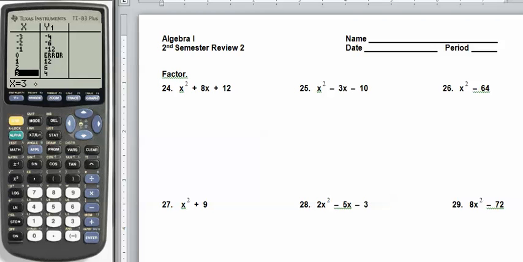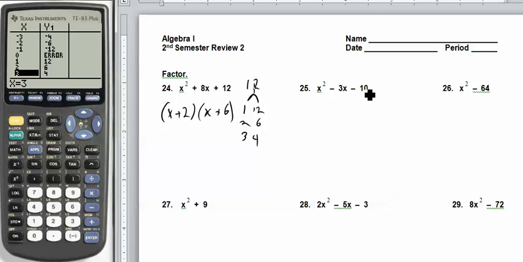So 2 plus 6 would be 8. So if we were doing this by hand, we do factors of 12: 1, 12, 2, 6, 3, 4 that add up to 8. And then those would be what would go in our terms with our x. So plus 2 and plus 6, because plus 6 and plus 2 is plus 8.